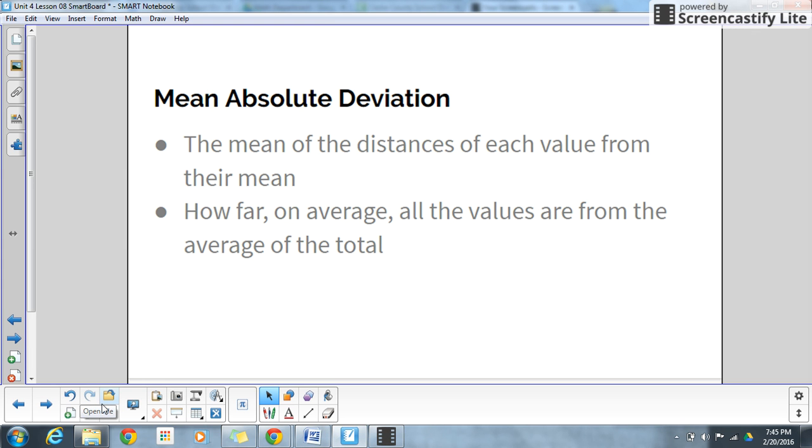Alright, so today we're going to learn something called the mean absolute deviation. This is also sometimes called the MAD. The MAD is the mean of the distances of each value from their mean, or how far on average all the values are from the average of the total. So again, we're going to call mean absolute deviation the MAD, and it's how far each data point is from the mean.